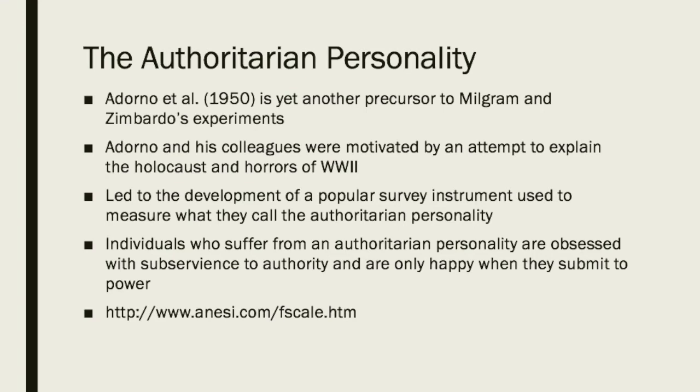Adorno and his colleagues developed a survey instrument which they labeled the F scale. They claimed that it could measure authoritarian tendencies and that these traits were much more widespread than previously thought. In short, they argue that many people suffer from an authoritarian personality. Such people are obsessed with subservience to authority and are only happy when they submit to a higher power. The authors argue that such people are the reason why so many Germans supported the Nazi Party. If you'd like to take the survey yourself, I've posted a link to it at the bottom of this slide.